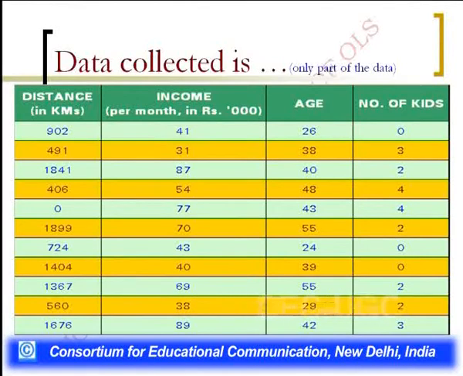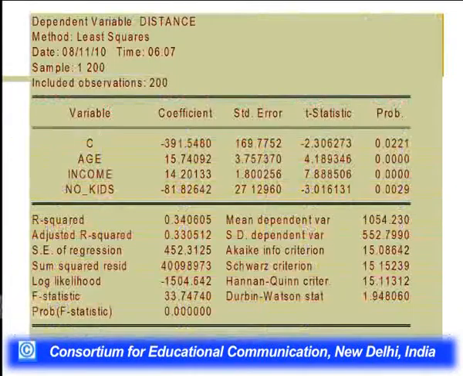Why do we supplement with an example? So that you are able to have a clear understanding of the various concepts, using the power of the examples. They give you a clear insight into what we are trying to do. So here again, let us see. The data is all about the distance, the income, the age and the number of kids.